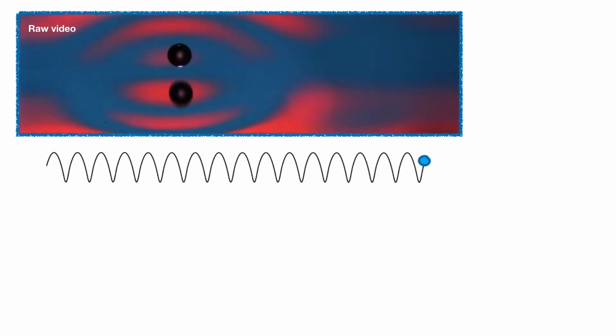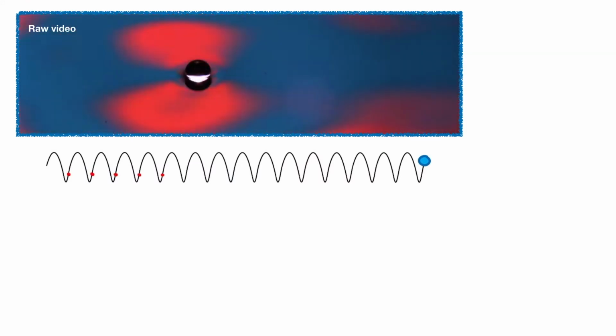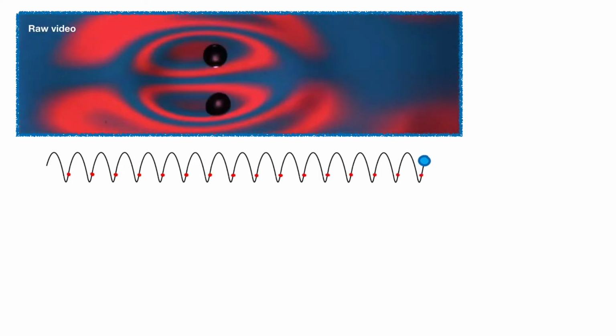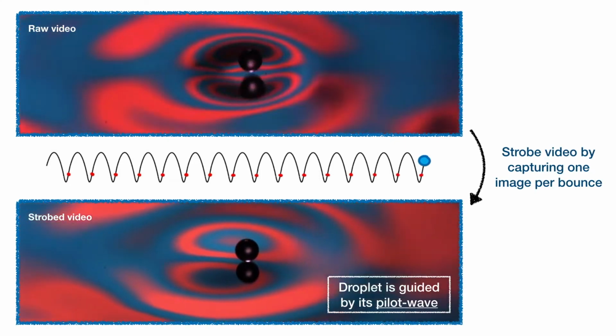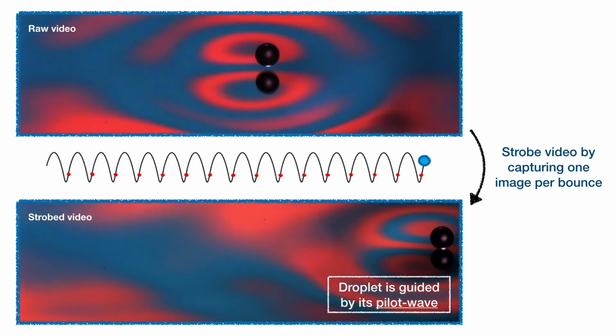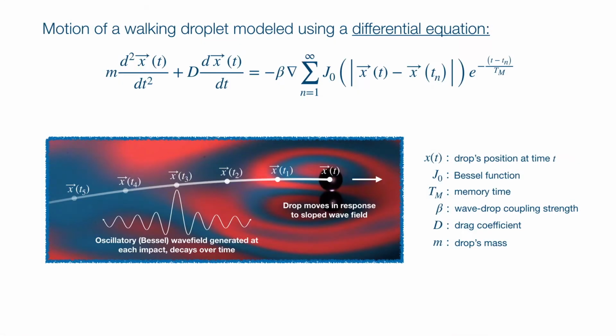previous impacts. To better visualize the drop's horizontal motion, we capture only one image per bounce, as indicated by these red dots. This results in a strobed video that shows the walking droplet surfing along a guiding wave field, called its pilot wave. To study this pilot wave system, we mathematically model a drop's horizontal motion using a differential equation.